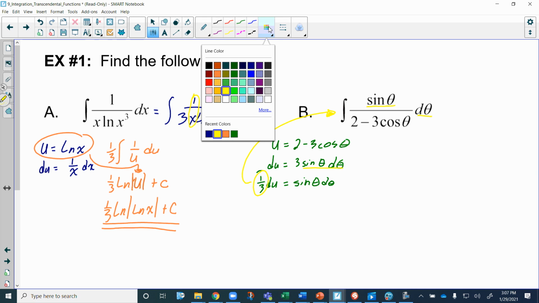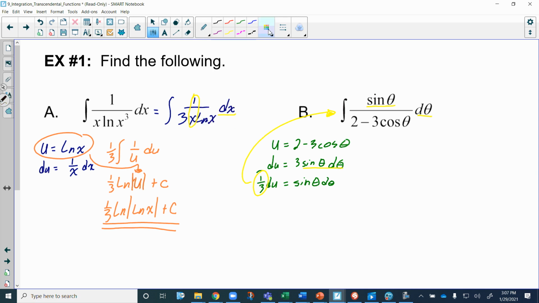So let's see what we end up with here. Okay, let's pick a color. So now I have the constant 1/3 times the indefinite integral of 1 over u times du, or du over u, whichever you prefer, and start taking the integral. And this one looks very similar to the previous problem where we had the 1 over u. So I'm going to have 1/3 times the natural log of u plus a constant of integration.